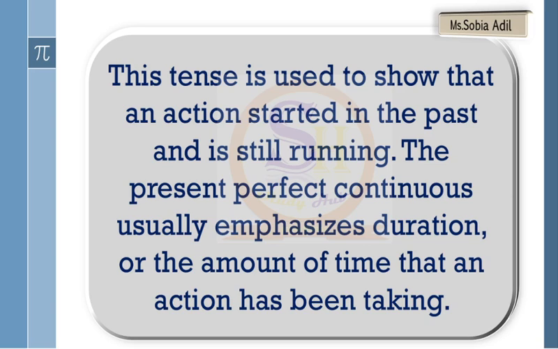Sorry. The present perfect continuous usually emphasizes duration, or the amount of time that an action has been taking. Now it talks about the time period that an action is taking from the past time till present time, right? But in the present perfect tense, there is no such emphasis on the duration or the time period that an action is taking, right?